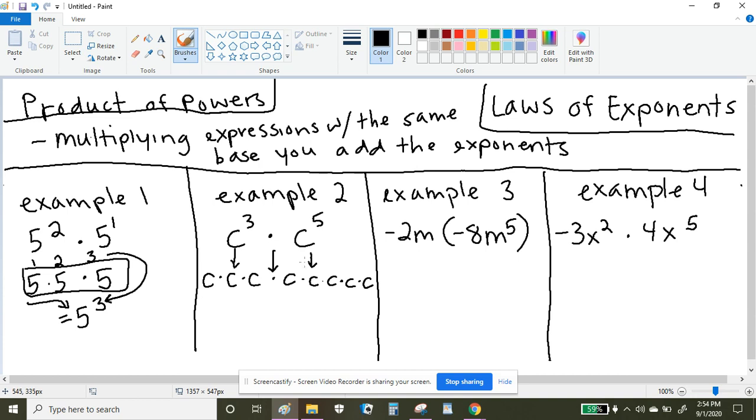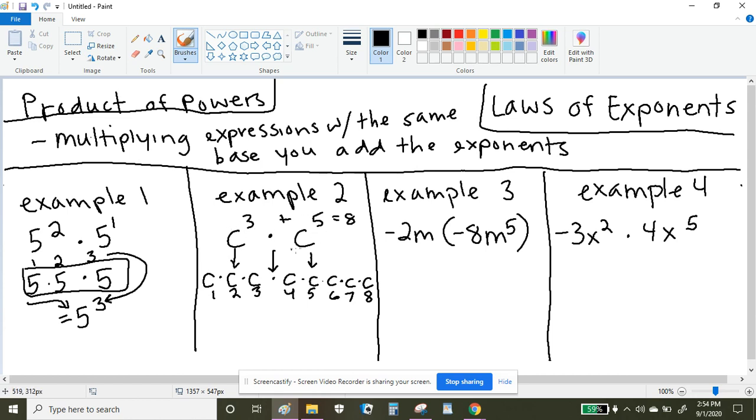So if we count these up, if we're going to follow our law up here, where it says multiplying expressions with the same base, you add the exponents. If we add 3 plus 5, it should equal 8. So let's see if that's true. So we have 1, 2, 3, 4, 5, 6, 7, 8. So we are correct. We just proved that law true again.